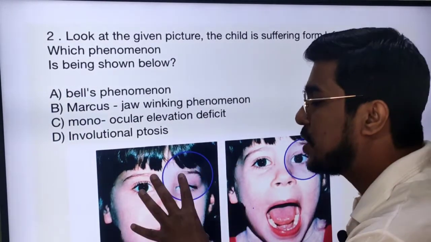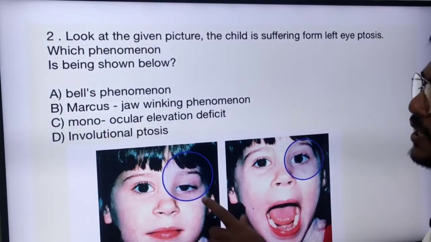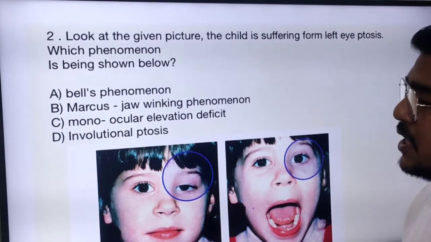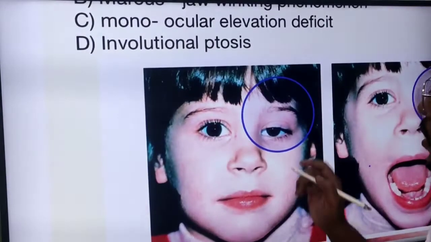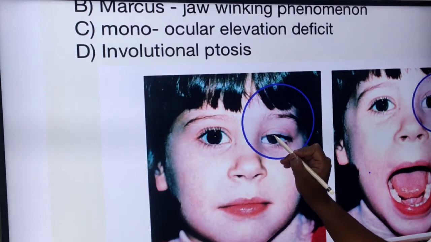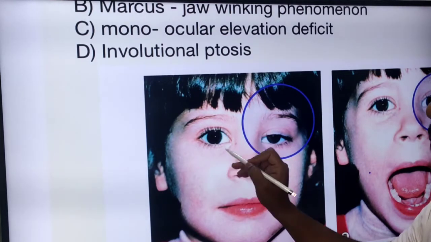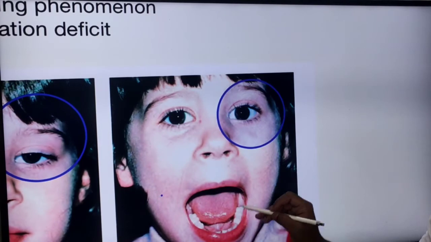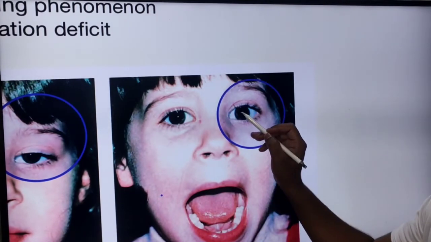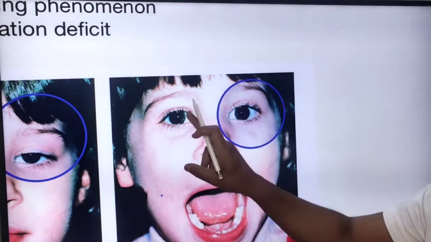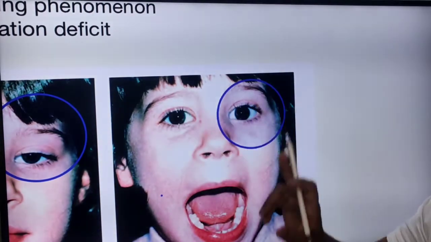Okay, so look at the picture. The circle is showing the level of the eyelid from the pupillary reflex, this white dot, and the distance of this eyelid is very short, so it's a moderate ptosis. You can compare it with the right eye. Now see the left eye after opening the mouth. The distance between the pupillary light reflex and the eyelid margin has increased, meaning it becomes equal to the opposite eye, meaning the ptosis has resolved.